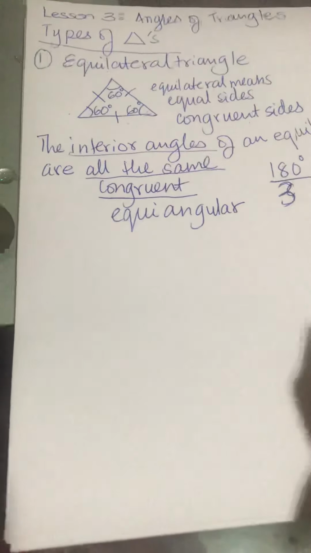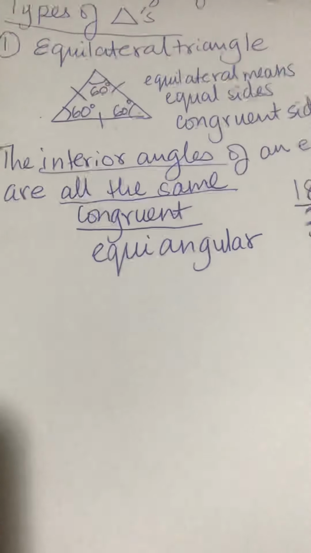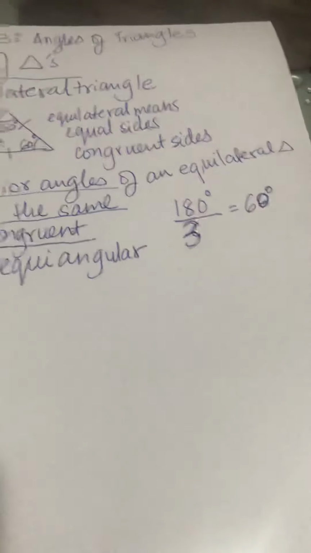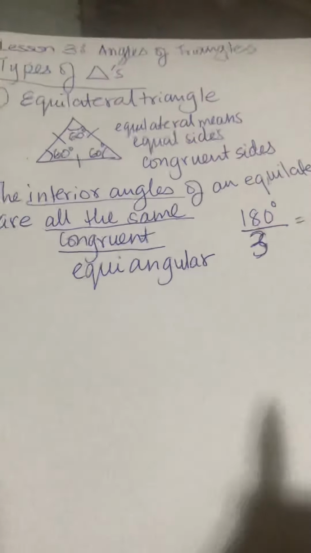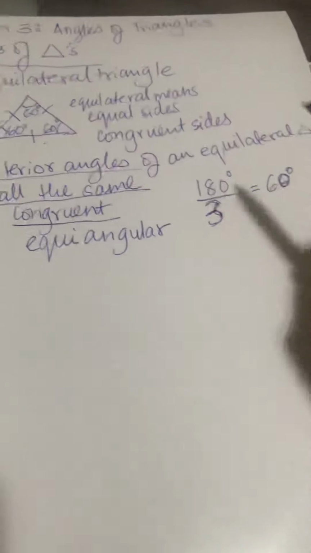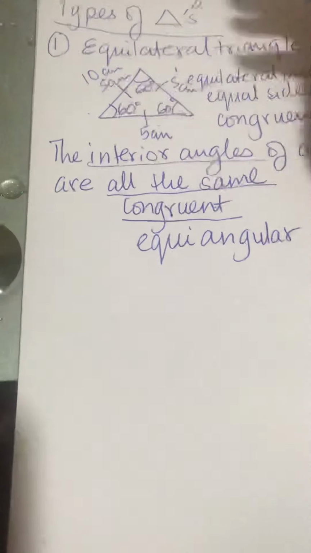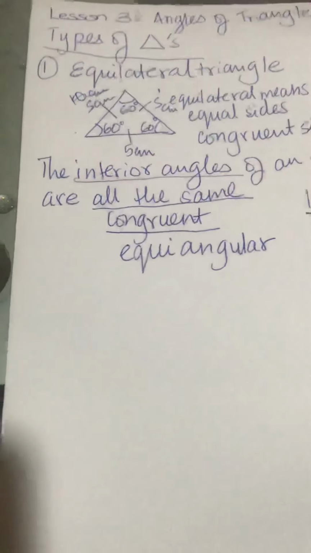Are we clear? Must. Always. These are the words. Not sometimes, always. Equilateral will always have 60 degrees. Here can be any number. This will be 5, 5, 5. 5 centimeter, 5 centimeter, 5 centimeter. 10 centimeter. It can be any number. 10, 6, 7, like that. But inside, it has to be 60.